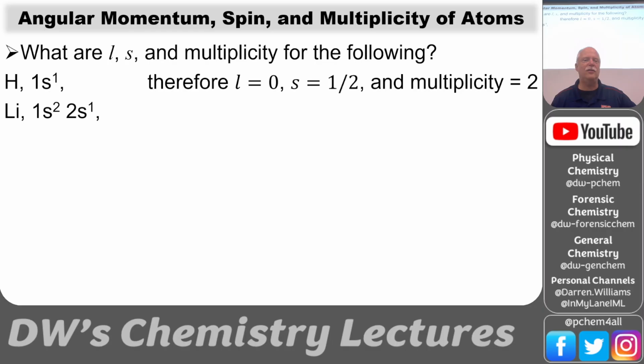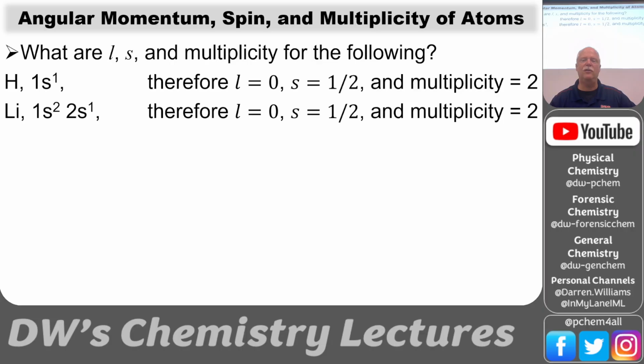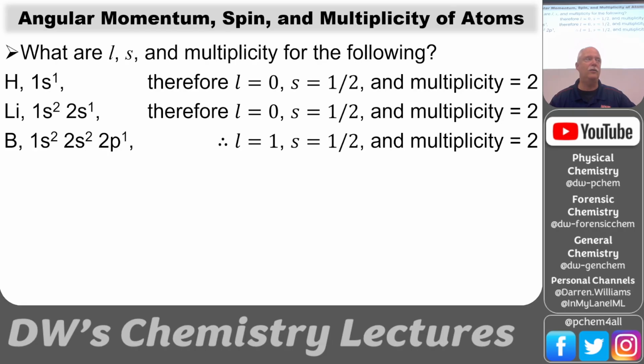Okay. What about this one? Forget all of the paired electrons. We just have one unpaired electron, 2s1. So therefore, L equals 0. It's in an s orbital. Spin is 1/2. Multiplicity is 2. What about this one? Where's that unpaired electron? P orbital. L equals 1. Still spin 1/2. Still multiplicity 2.